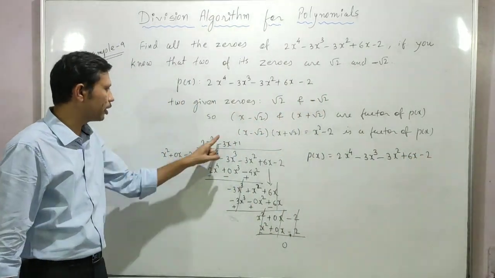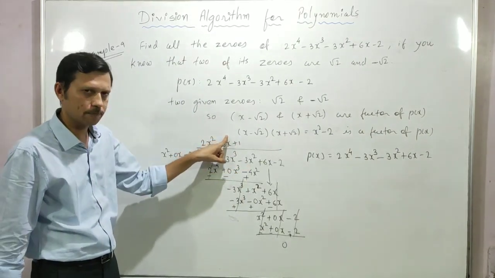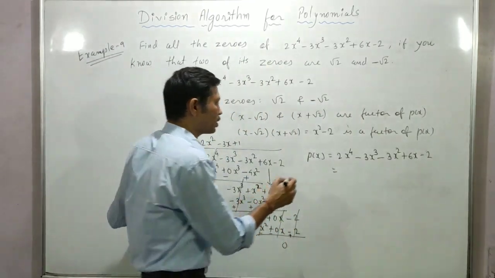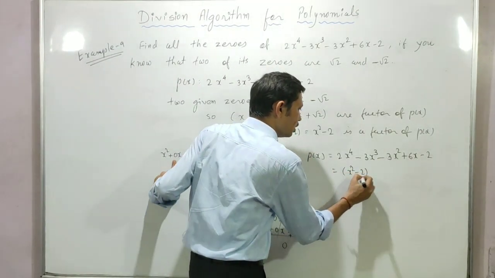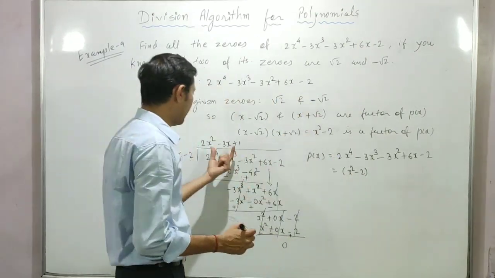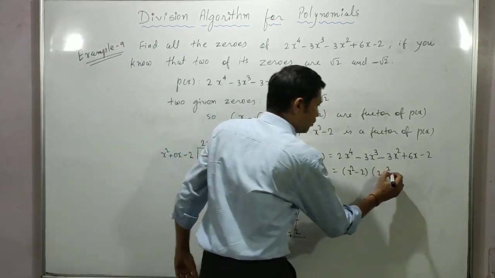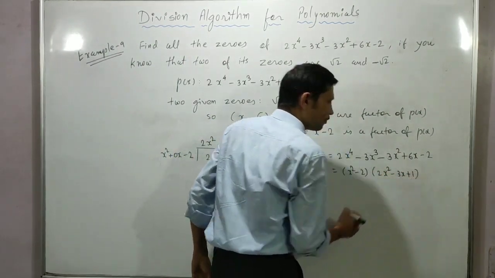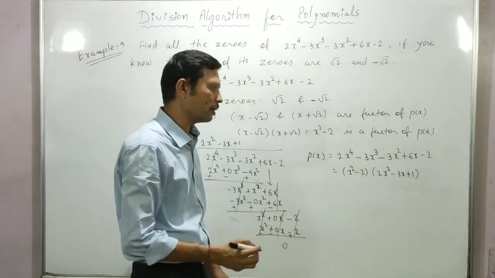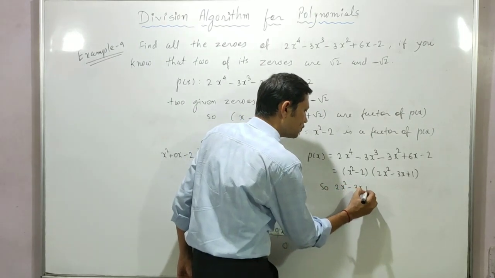Remainder is 0. So the product of these two will be your dividend. Divisor multiply quotient plus remainder. So our divisor is x square minus 2. That we already get from our given zeros. And the rest of the part is the quotient, that is 2x square minus 3x plus 1. So 2x square minus 3x plus 1 gives us the remaining zeros.